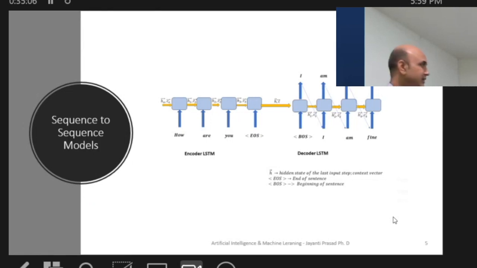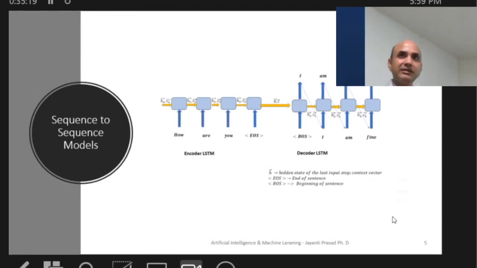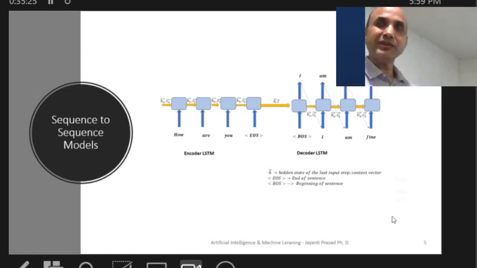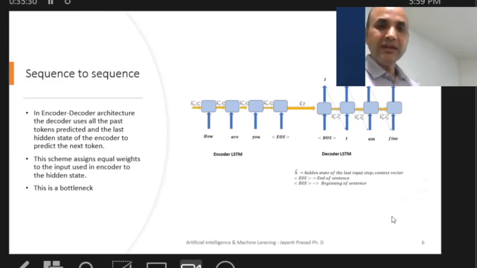So it is not like, in order to produce the third token in the decoder, maybe the first word was more important and the second was less, and so on and so forth. So it is not giving any weightage to input tokens when producing output tokens. A lot of information is just squeezed into one fixed size vector.